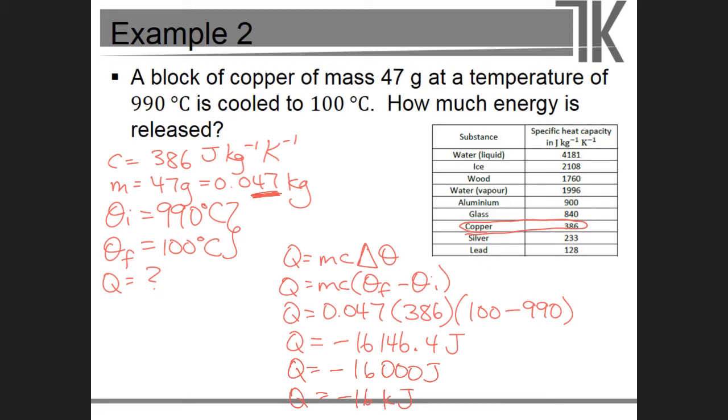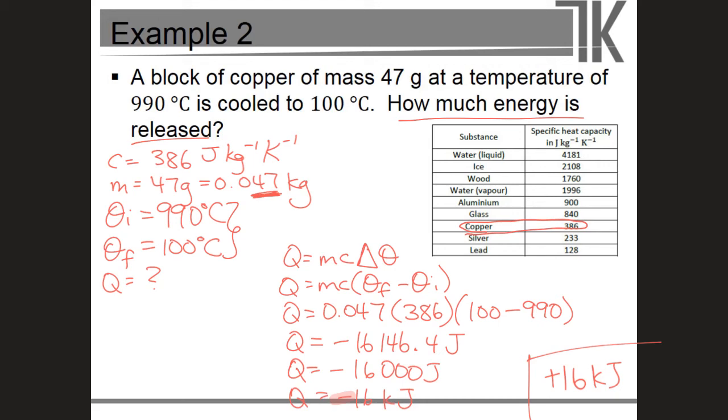Now, that negative sign just means that energy has been released. So when it asks us how much energy is released, technically positive 16 kilojoules has been released. The fact that there's a negative sign there just tells us the direction that energy is transferred, and it's transferred out of the system.